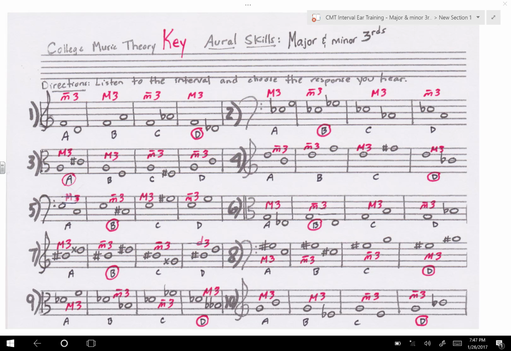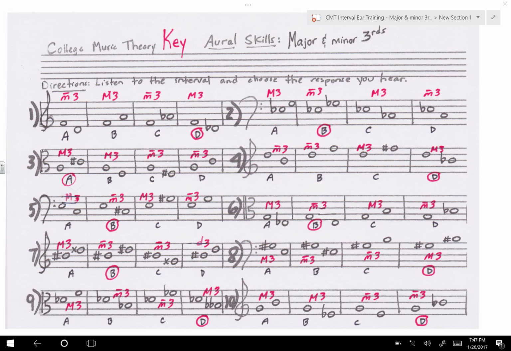That's our starting note. Let's listen to choice A, the major third descending, sounding like mi, do. Here's our correct answer, a minor third descending, choice B. I'm hearing sol, mi. Let's listen again. Sol, mi sounds like our minor third.